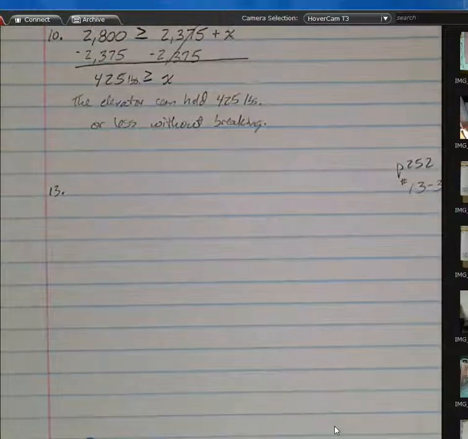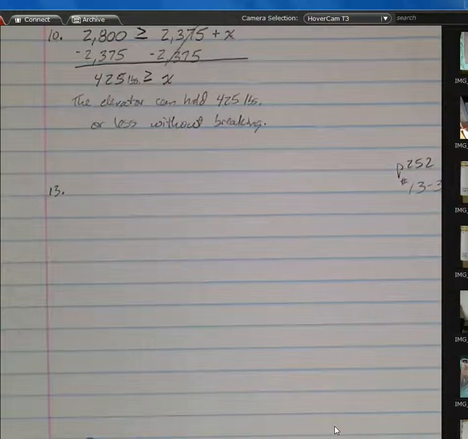Number 15 on page 252 is a story problem. Gotta love them. It says a pool charges $4 for every visit. So it would be $4, $4, $4, $4. What operation is it if it's over and over and over? Multiplying, because I'm adding it over and over, that's multiplying.